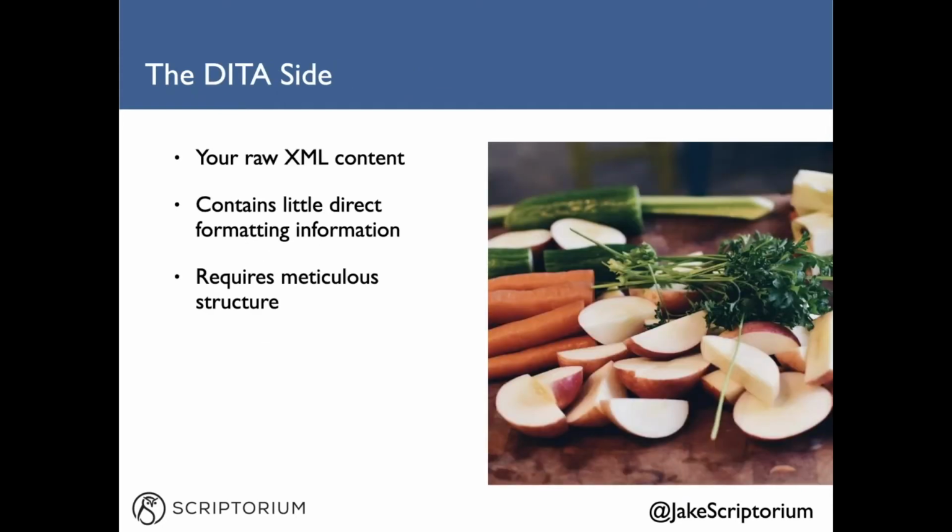So on the DITA side, again, it's your raw content. This is the stuff that's made by your content creators and subject matter experts. They aren't really concerned with what the content looks like. They're primarily concerned with getting the content right and getting any metadata in there that's necessary. And it also contains generally little in the way of formatting information. The most you'll probably have is something like image dimensions, table layout information, maybe some basic formatting like bold or italic or something like that.